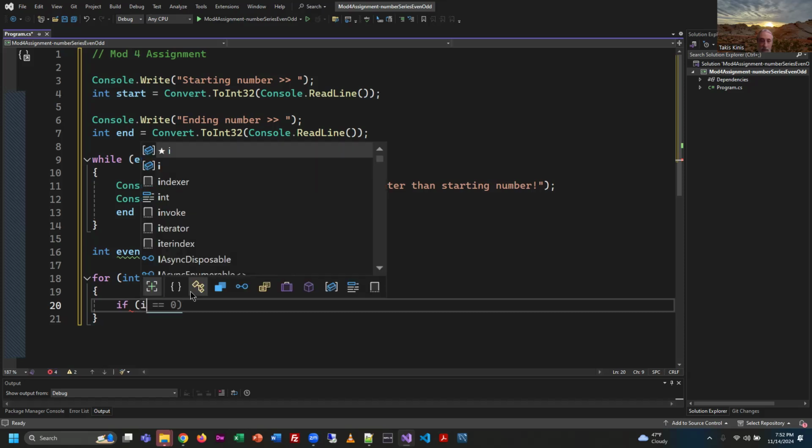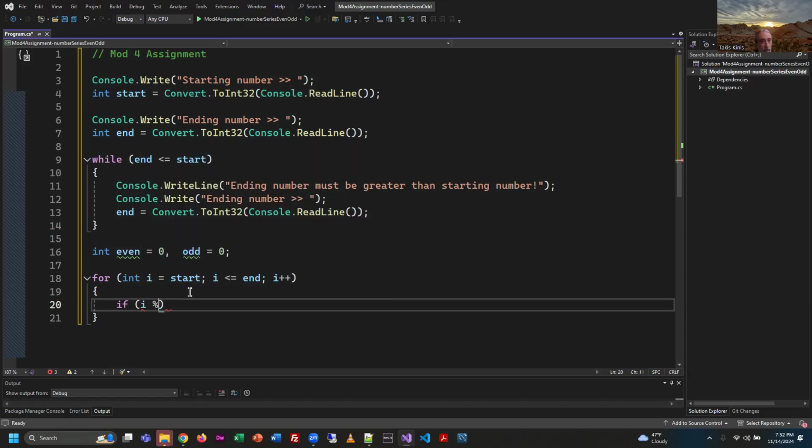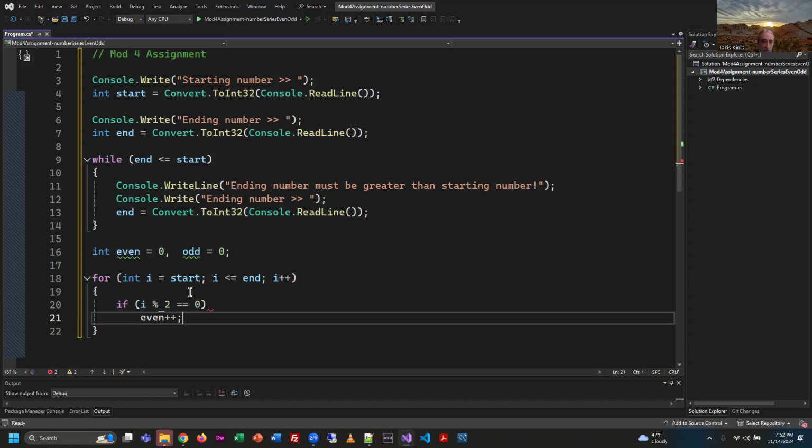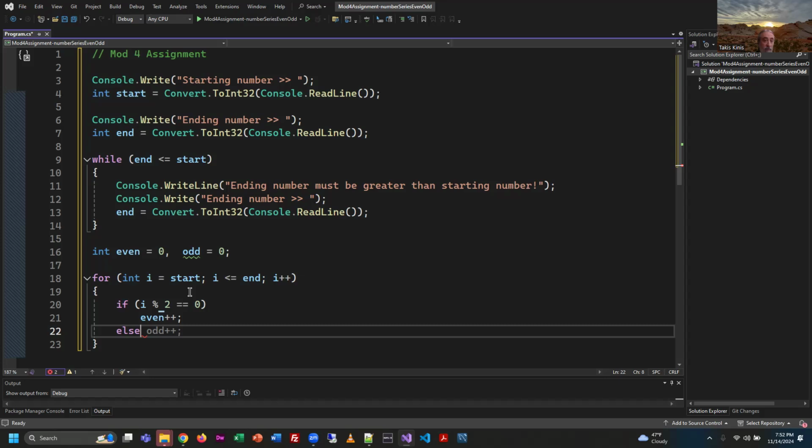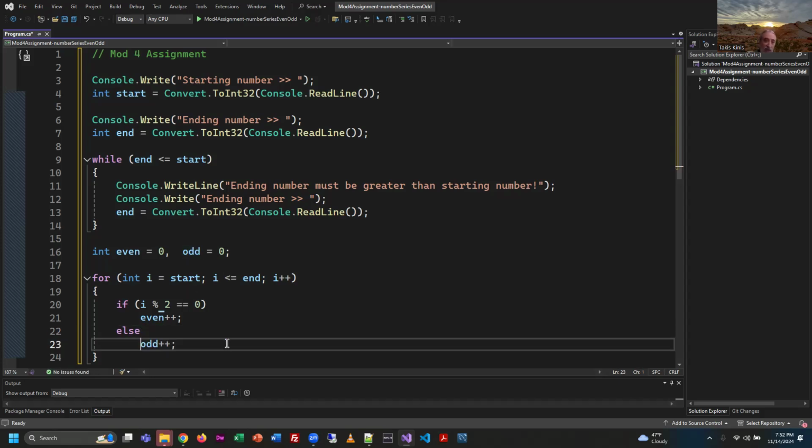If i mod 2 is equivalent to 0, we are going to even plus plus. Else, yeah, odd plus plus. I can do it just like that. Now, normally I would move this down to the other line, but you can actually type it like this, on the same line if you want. Yeah, that's the whole logic there.